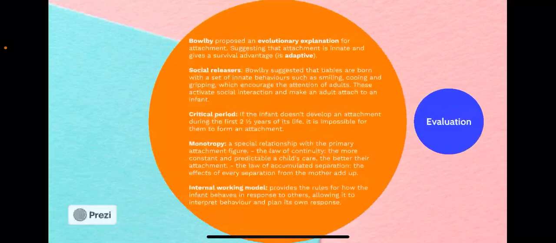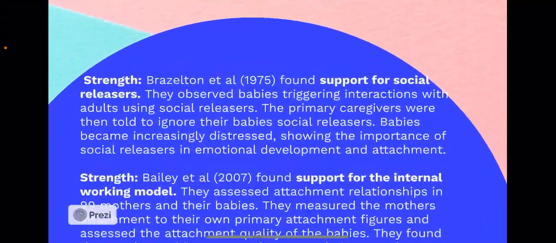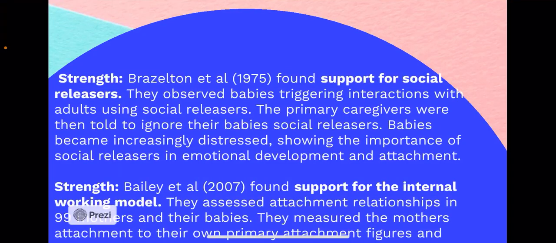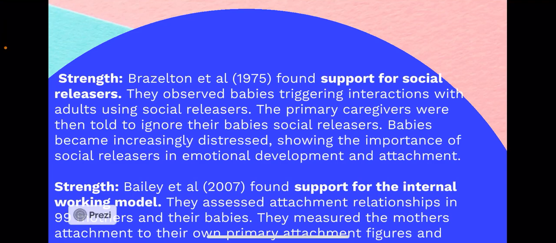The critical period, monotropy and internal working model are really important, and they're covered in several of the other sections within attachment that we're going to look at. So these ideas will keep cropping up. In evaluation, we have a few strengths and limitations.